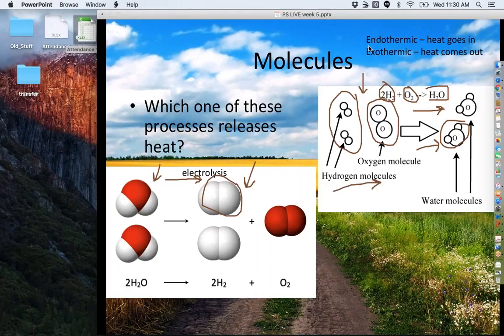So we have a word for those things. Endothermic is when heat goes into something, so that would be the one on this side. That's an endothermic chemical reaction because heat is going into the reaction. Exothermic is when heat is released, so that's what's on this side. This is an exothermic reaction over here on the right side, because as the hydrogen and oxygen combine to form water, they release heat. So exo, heat comes out of.